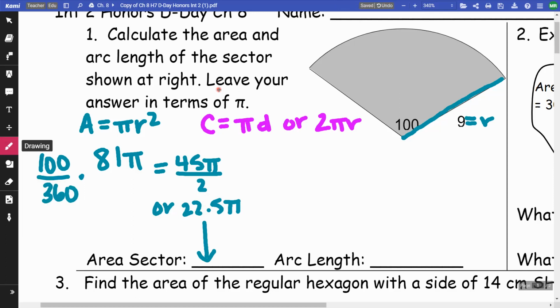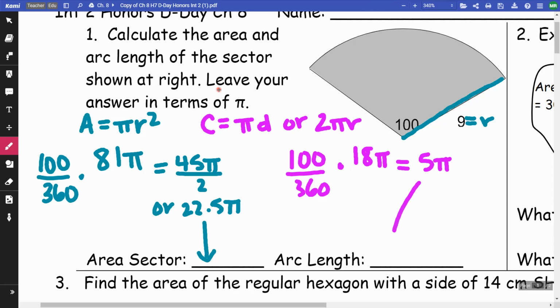Now for my circumference, my radius is 9. So my diameter would be 18, because if I double 9, I get 18. So my circumference is going to be 18 pi times, again, the portion of it I have, which is 100 out of 360. And so when I put that into my calculator, I end up with 5 pi. So that's going to be my arc length.